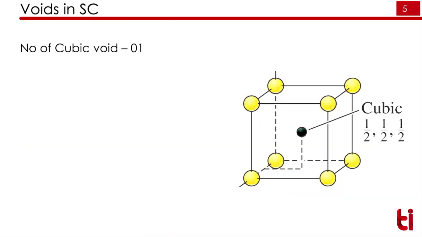So we'll see now one by one. First, the cubic void in simple cubic. The cubic void has a position of half, half, half, and that is exactly at the center of the unit cell. So if you see, this is the x-axis, this is the y-axis, and this is the z-axis. If you move half unit along x, half unit along y, and half unit along z, we will come to this position, half, half, half. The number of cubic voids in simple cubic is only 1. We can have only one atom in the void position.